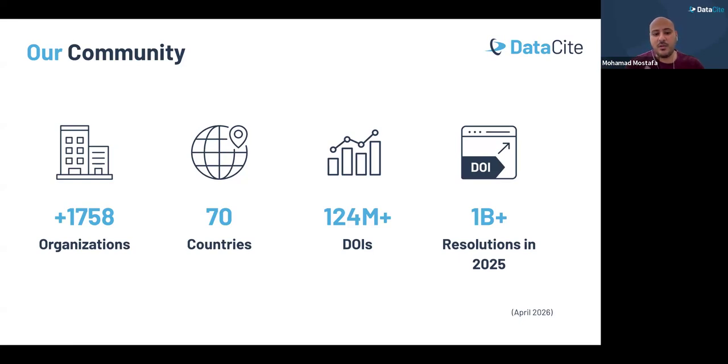We have members across 70 countries, including members from the Asia Pacific community, of course. So far, DataCite members collectively have registered over 124 million DOIs. And to give you an idea about the usage, DataCite DOIs in 2025 alone collected over 1 billion resolutions. This can give you an idea about how widely DataCite DOIs are used across the research community.